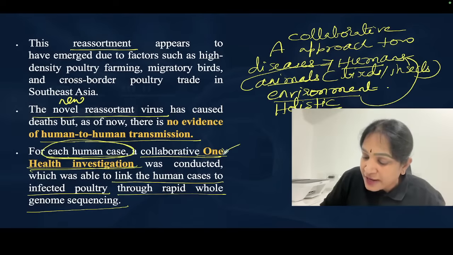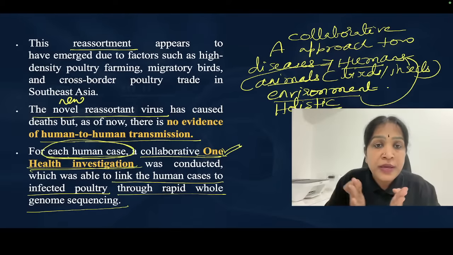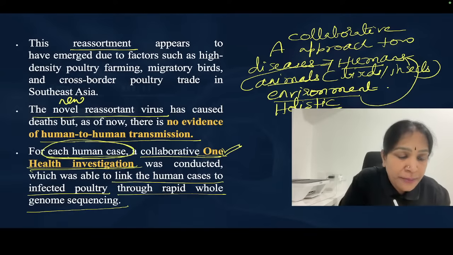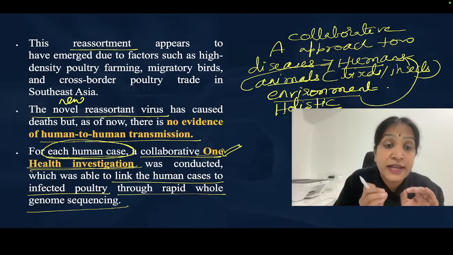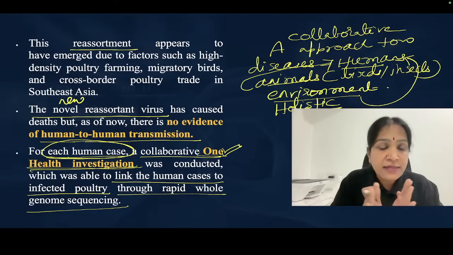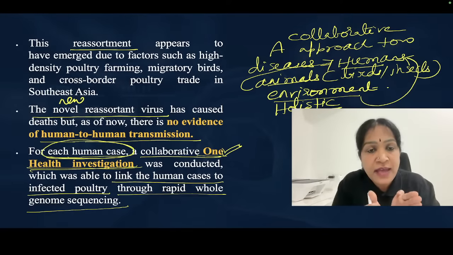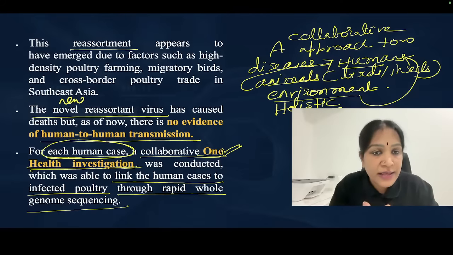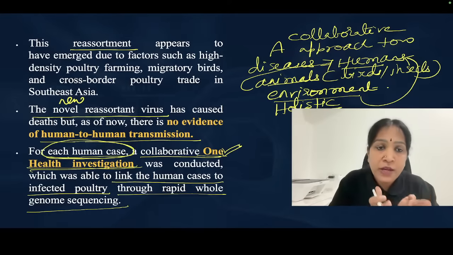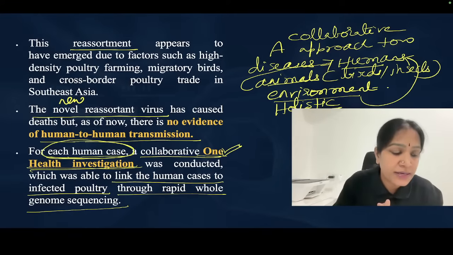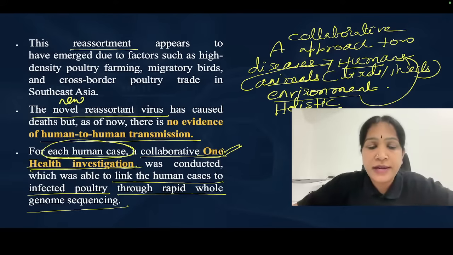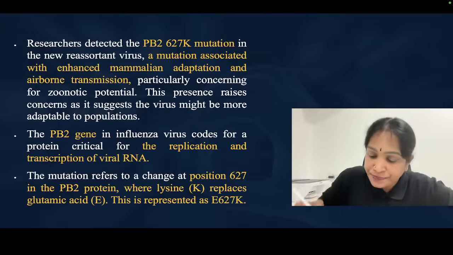Why is this called a One Health investigation? Because they are comparing the H5N1 in the human beings and the birds, not exclusively human beings. They are not studying H5N1 exclusively in human beings. Is it clear? They are studying H5N1 in human beings and the birds. Clear? Holistic comparison. Therefore, it is called a One Health investigation.